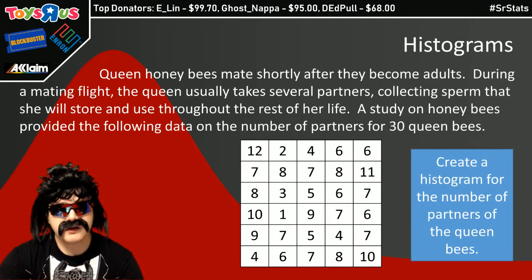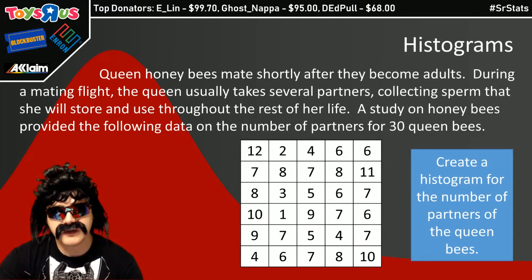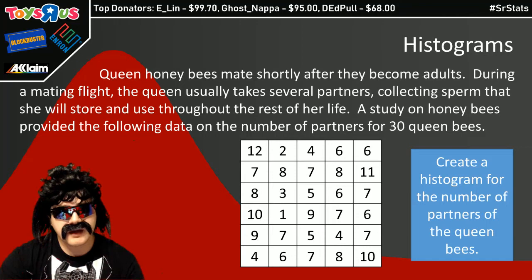So we're going to look at this one. Queen bees mate shortly after becoming adult. During a mating flight, the queen usually takes several partners, collecting sperm that she will store and use throughout the rest of her life. A study on honeybees provided the following data on the number of partners for 30 queen bees.